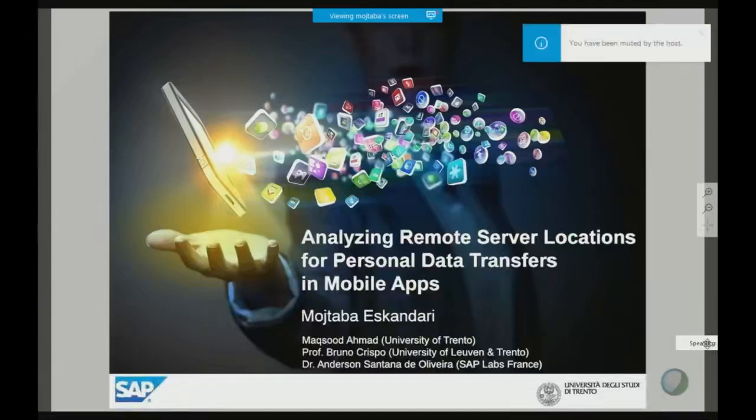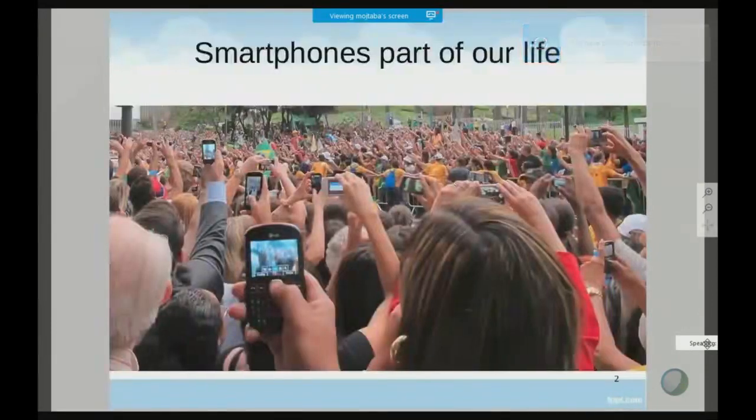Analyzing remote server locations for personal data transfer in mobile apps. Mobile apps are everywhere these days. They are carrying a lot of personal information, and they're connected to the internet. Mobile apps use this connection to collect personal information, transfer it to the cloud, and provide better services. Cloud service provision is independent of location and jurisdiction, and that's where the problem comes from, because on the other hand, different countries or unions have different jurisdiction regulations.